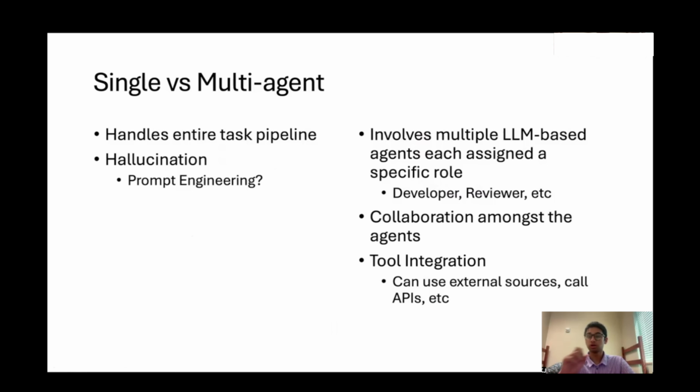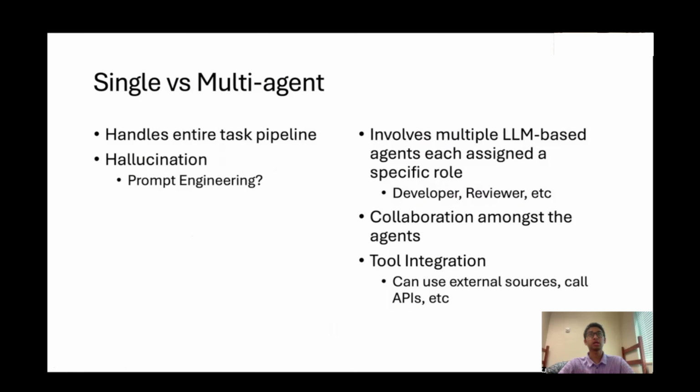Multi-agent systems do a good job with this because they have multiple LLM-based agents, which each have a specific role. So you have a developer, you have a reviewer, etc. So you have specific roles for each of them. And like I mentioned in the previous example, you can collaborate amongst these agents in circular loops, or there's other ways of collaborating, like tree collaboration, where you can branch out from one agent. And then, like I mentioned, there's tool integration. So you can use external sources, you can call APIs, etc.